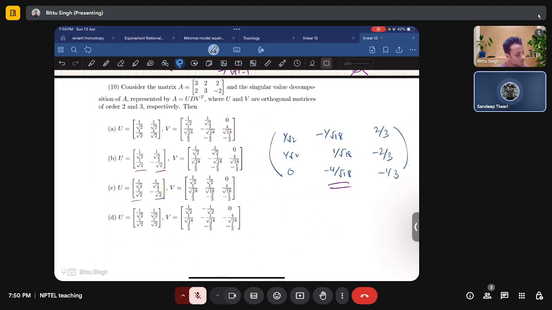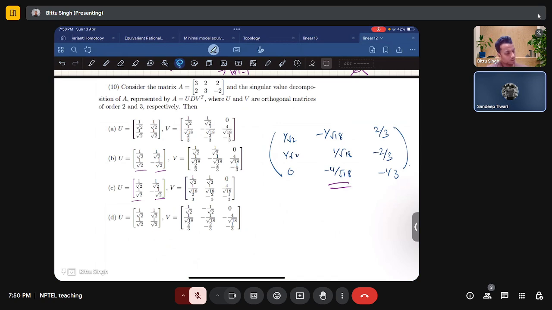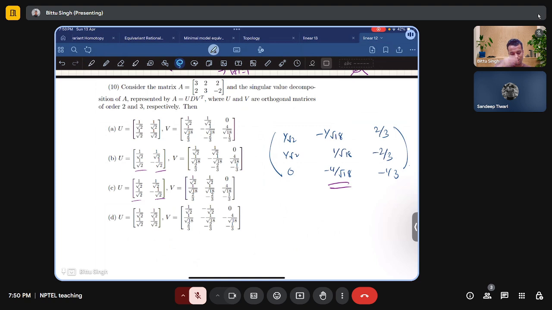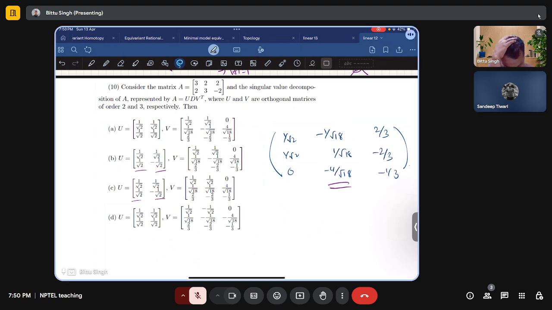We have to take transpose, sir. Oh, wait, I have computed phi transpose. U D V transpose, U sigma phi transpose. Yes, I have already computed phi. There is no issue. You have computed V, but you have to take transpose. No, no, it is okay.